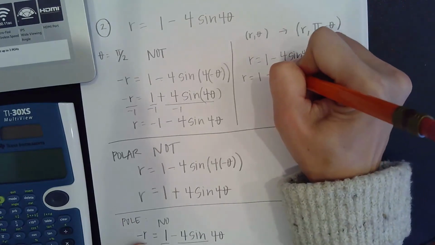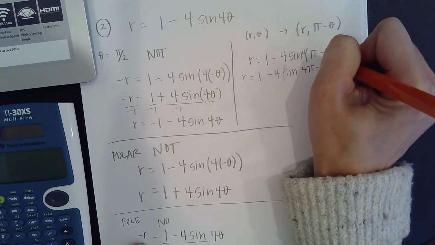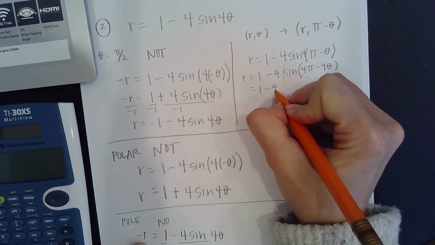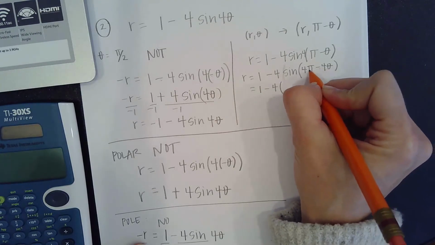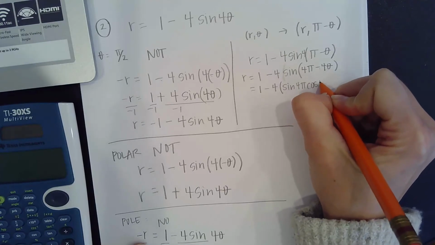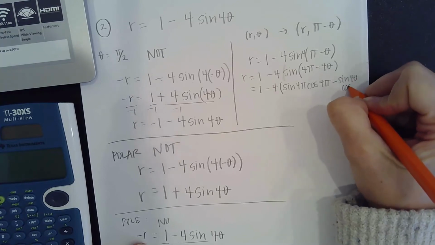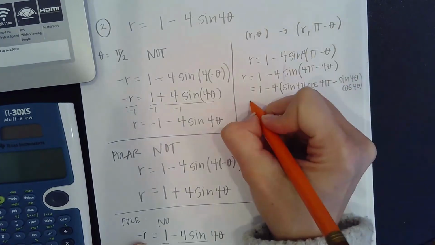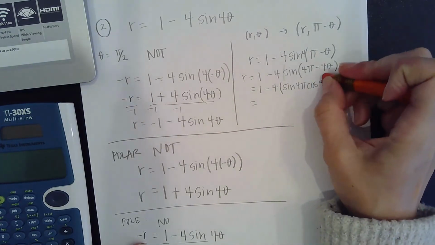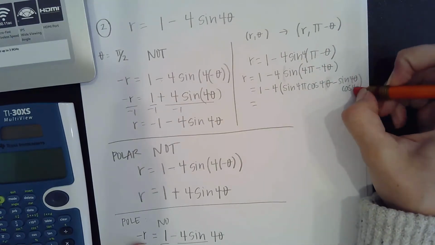So then we'll have sine of 4 pi minus 4 theta. Okay, so then I'll have 1 minus 4, and that's the difference of 2 angles. So this will be sine of 4 pi cosine of 4 theta minus sine of 4 theta cosine of 4 pi. Well, whoops, sorry, 4 theta should be here, and this should be 4 pi.